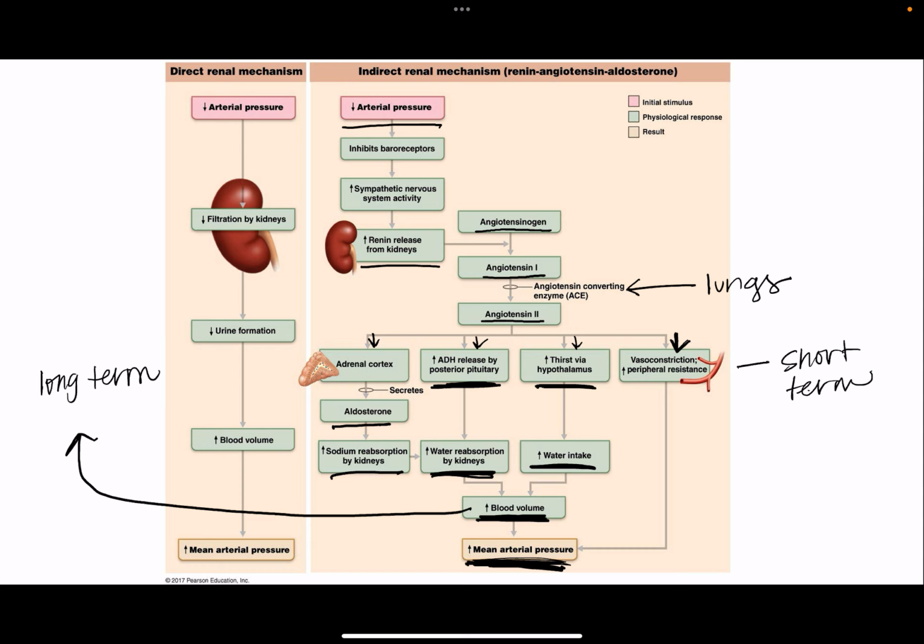Now, all these happen at the same time. All at the same time, because that angiotensin 2 is going to be circulating throughout the body looking for all four of these different targets. Any questions? Okay.